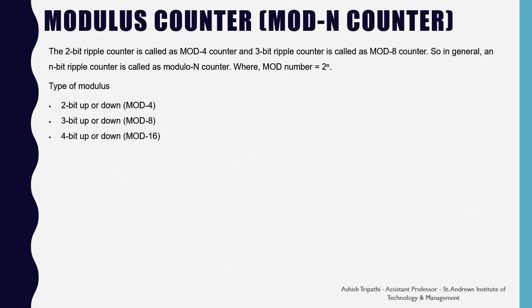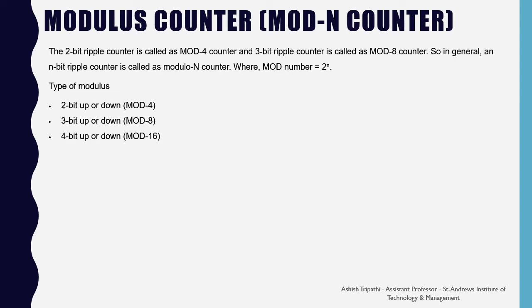Modulus counter or mod n counter. You know what is the meaning of mod? The modulo is an operation in arithmetic to find the remainder when a number is divided by another number. So if you are making a mod counter, suppose it is a 2-bit ripple counter, then you have to divide the number by 2.